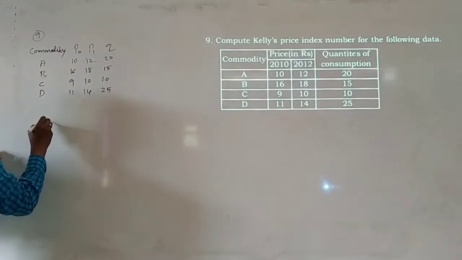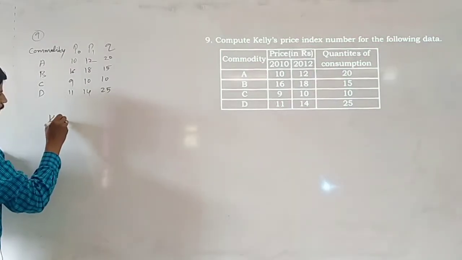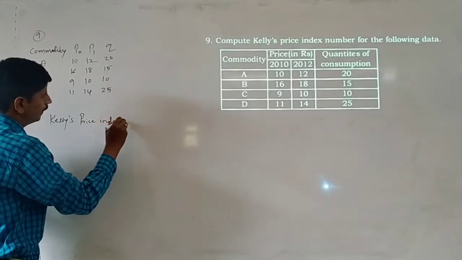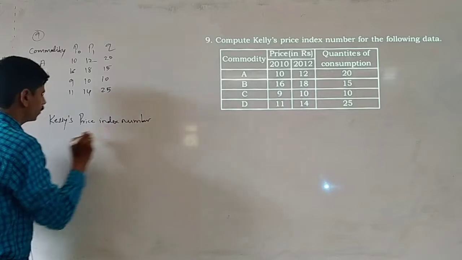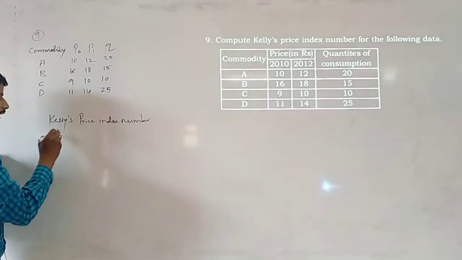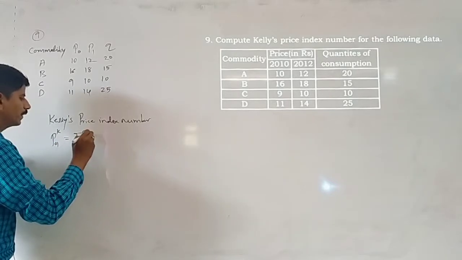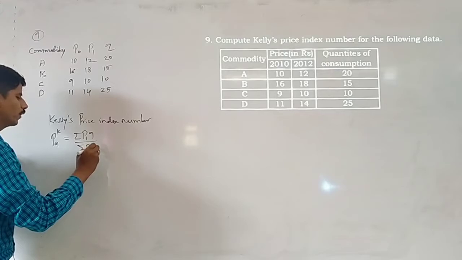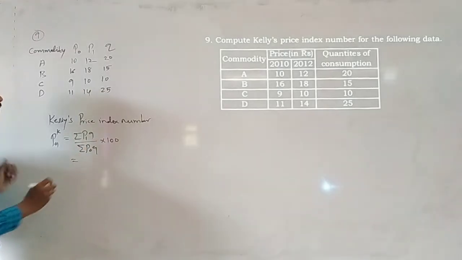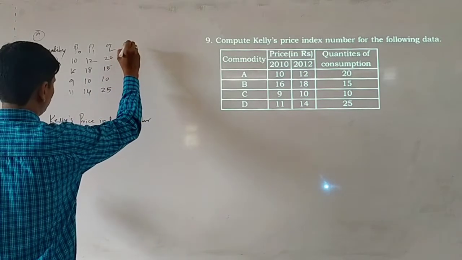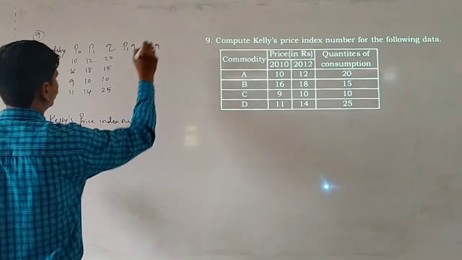Okay, here apply the formula for Kelly's price index number. What is the formula? P01K, Kelly's price index number, is equal to sum of P1 Q divided by sum of P0 Q, into 100. Here we have to multiply to get sum of P1 Q and sum of P0 Q.